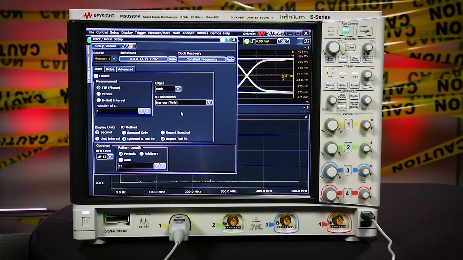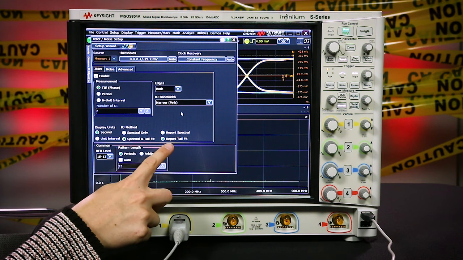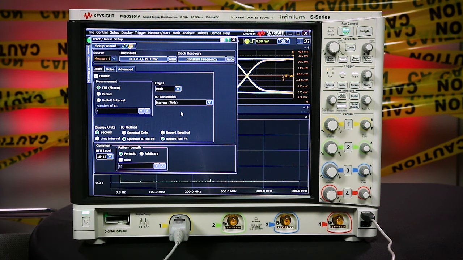The other method of RJ extraction is called tail fit. Tail fit is used for aperiodic, bounded, uncorrelated jitter, such as crosstalk. Often this can be seen as RJ, when in fact it's very different and it's affecting your signal.